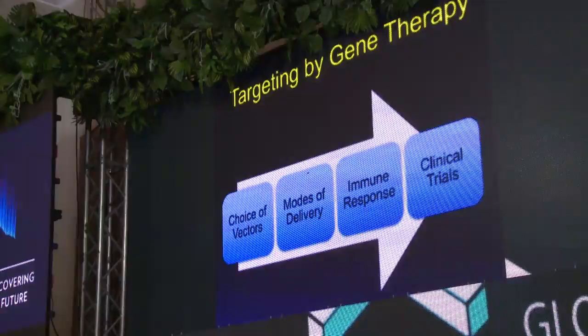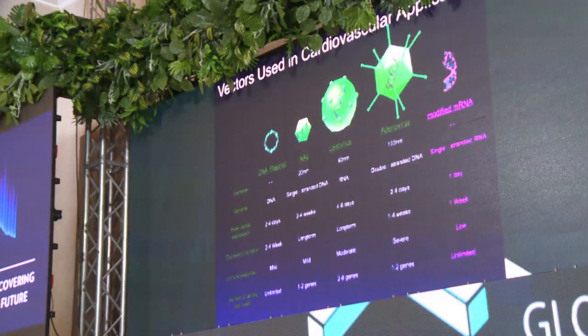When you have a gene therapy program, you first have to choose the vectors, devise the modes of delivery, address the immune response, and then you get to the clinical trials. These are the vectors used in the cardiovascular system for many, many years. They are different types of vectors and different types of delivery. DNA plasmid, which is shown first here, is the original way of directly inducing gene expression.